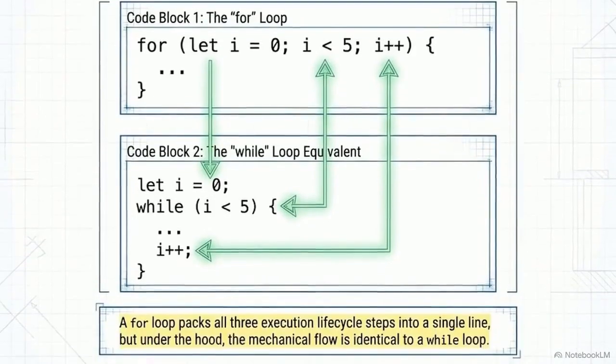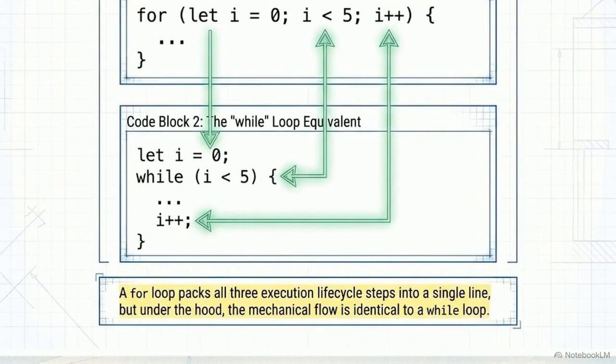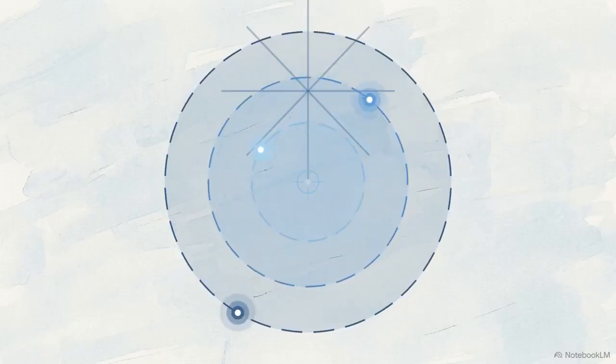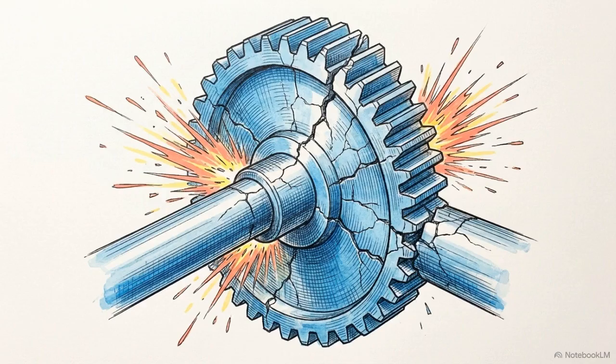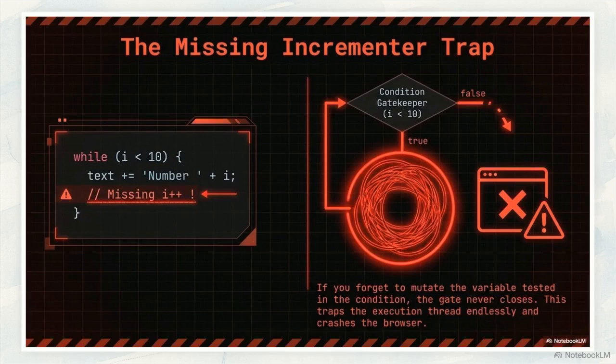A for loop is mechanically identical to a while loop. It simply packs the start, condition check, and counting step into a single line. The thread cycles through these identical steps, automating work until the exit condition is met. Loops give us a tremendous amount of automation power. But requiring an exact exit condition introduces a severe risk to our programs if they aren't managed perfectly.